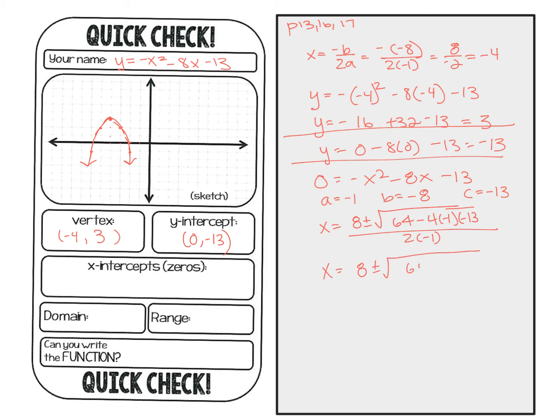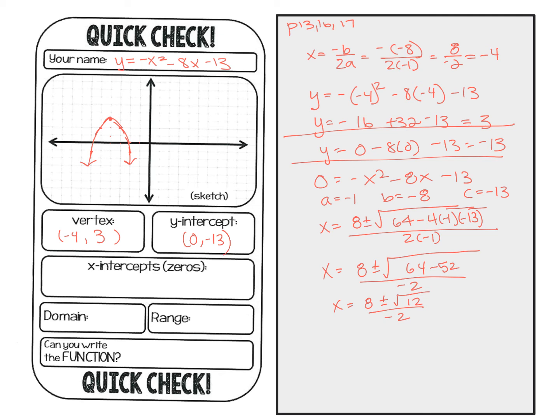Now be careful underneath your radical. Some kids are having trouble with this. This is a -4 times a -1, so +4 times a -13 is a -52, all over -2. So underneath my radical, I have 12. So this is the square root of 12 over -2.